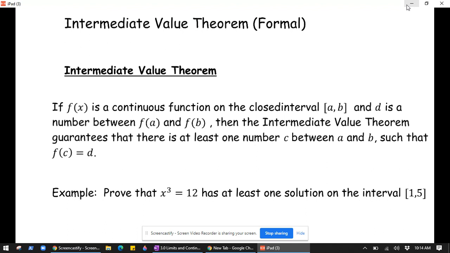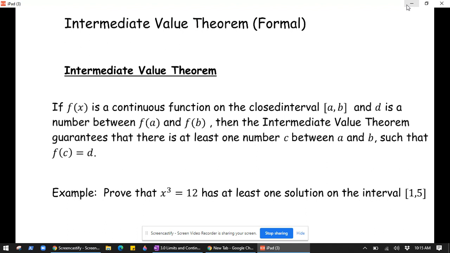It says if f of x is a continuous function on the closed interval a to b, and d is a number between f of a and f of b, then the intermediate value theorem guarantees that there is at least one number c between a and b such that f of c equals d.